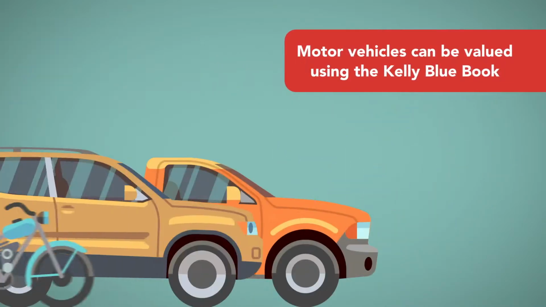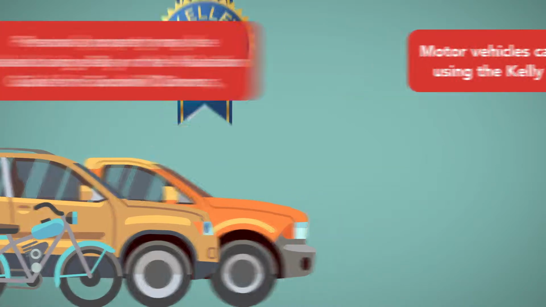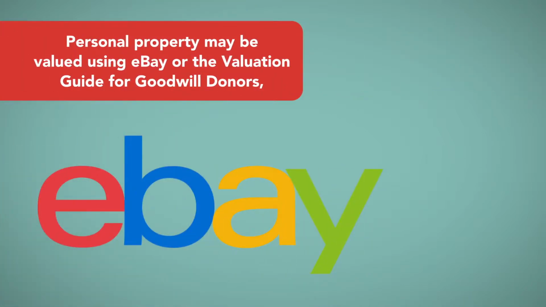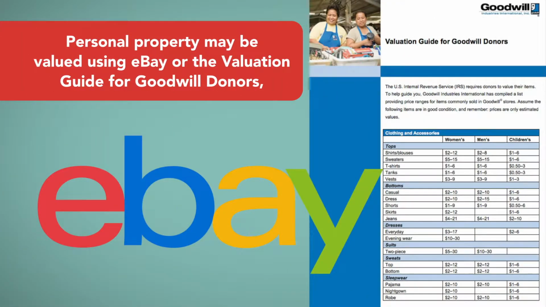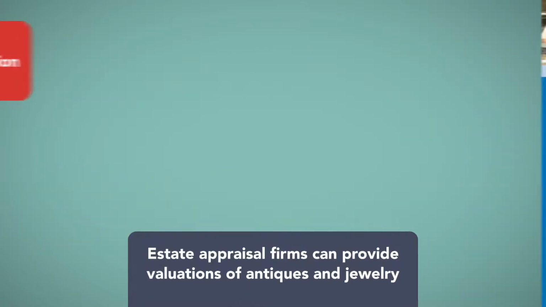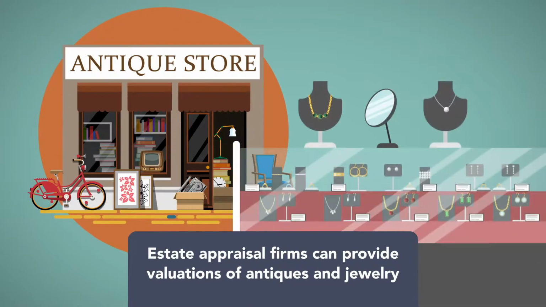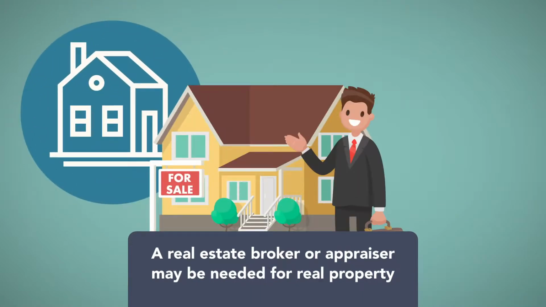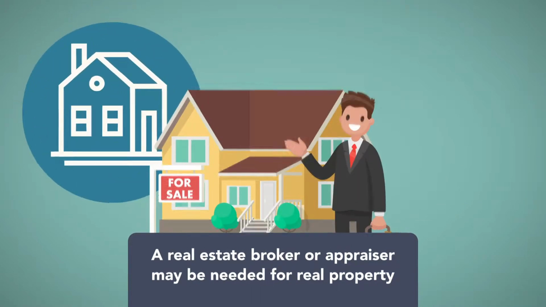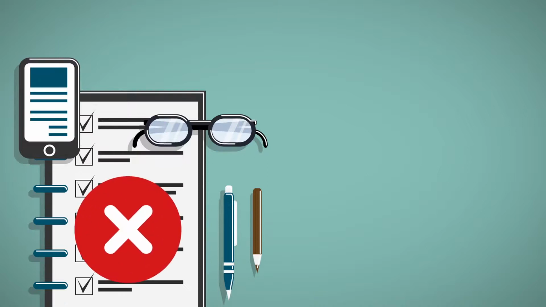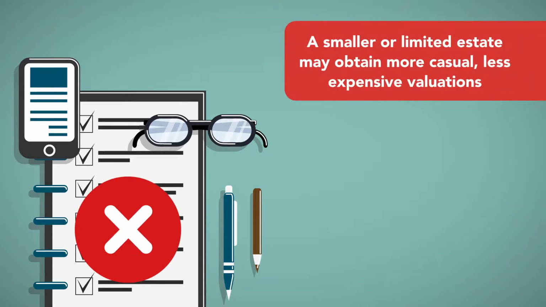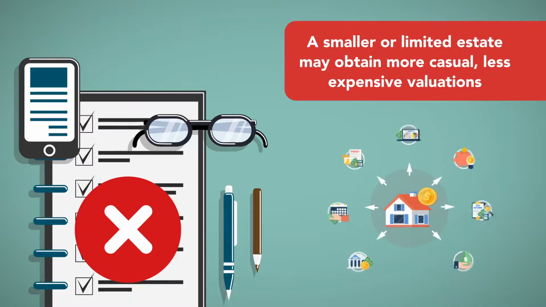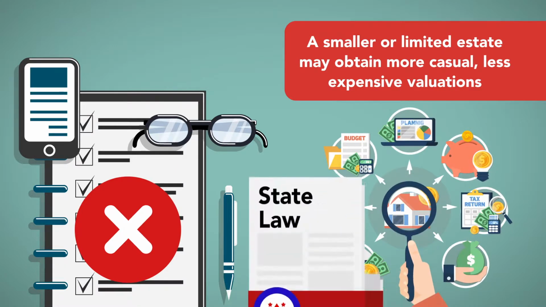Motor vehicles can be valued using the Kelley Blue Book. Personal property may be valued using eBay or the Valuation Guide for Goodwill Donors, for example. Estate appraisal firms can provide valuations of antiques and jewelry, while a real estate broker or appraiser may be needed for real property. Smaller estates may not be required to file an inventory, and often a smaller or limited estate may obtain more casual, less expensive valuations, depending on the complexity of the estate, state law, and common practice.